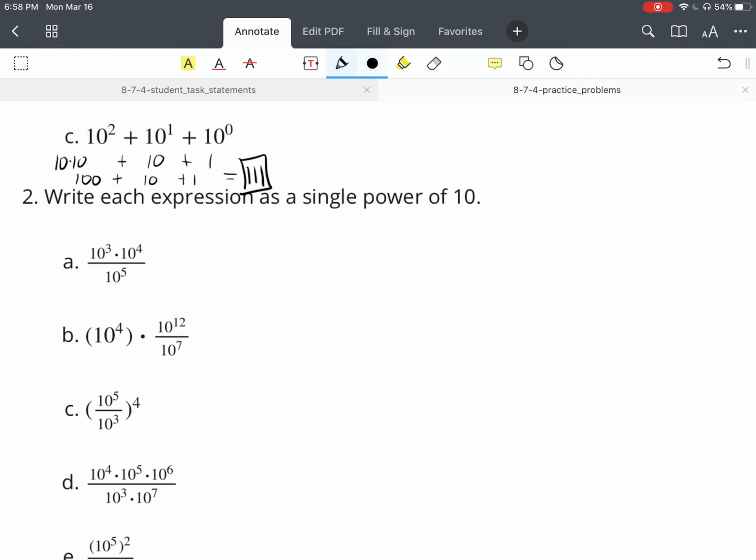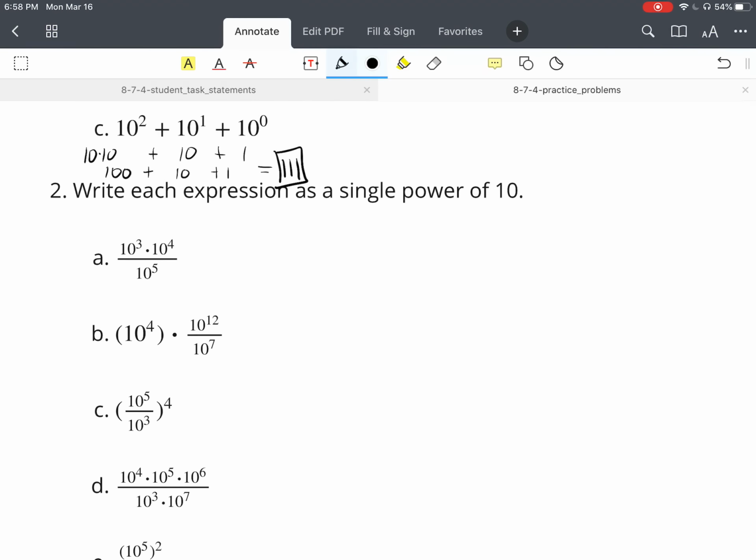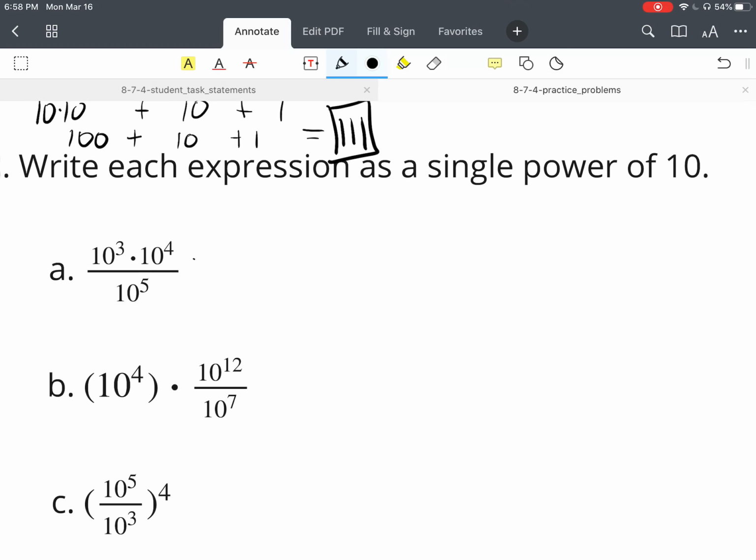Write each expression as a single power of 10. Oh, this is hecka fun. Watch this. The top is multiplication, so we add the exponents. So that's going to be 3 plus 4 over 10 to the 5th. That's 10 to the 7th over 10 to the 5th.